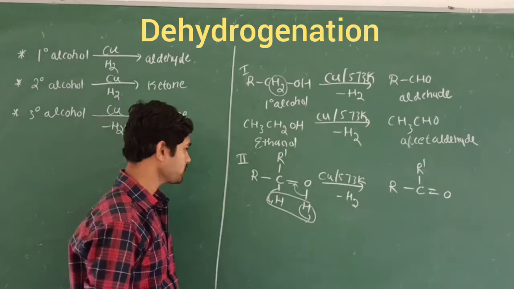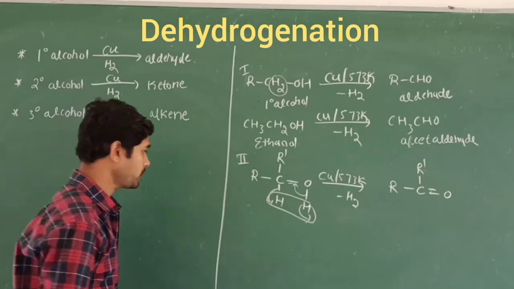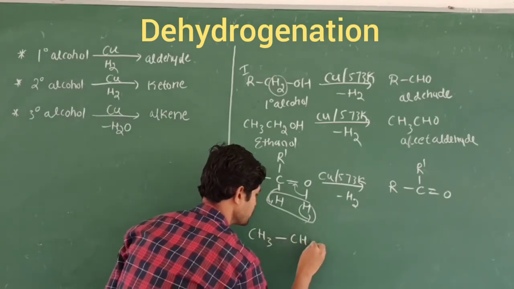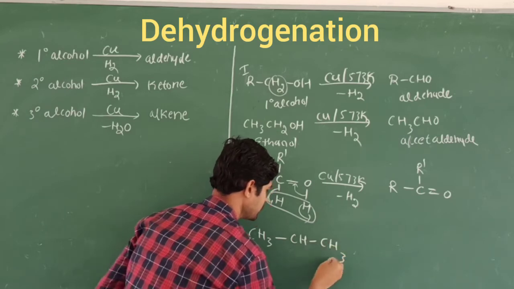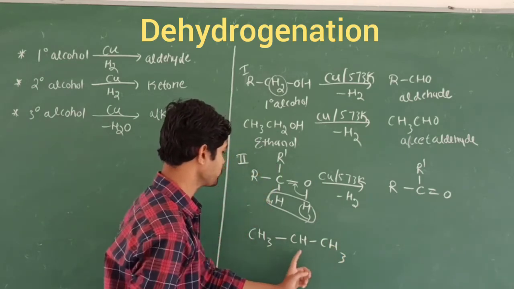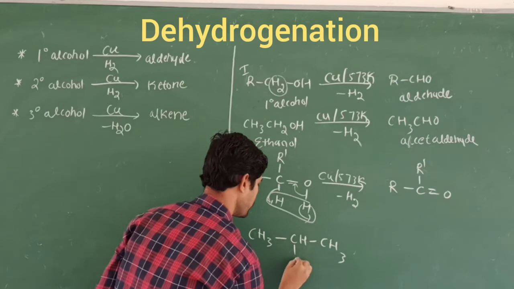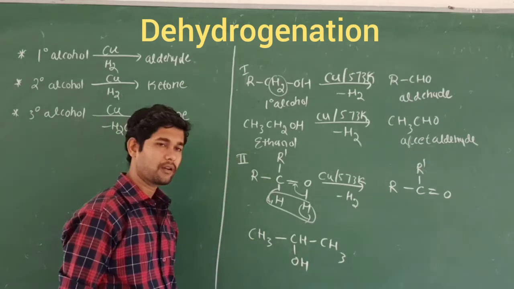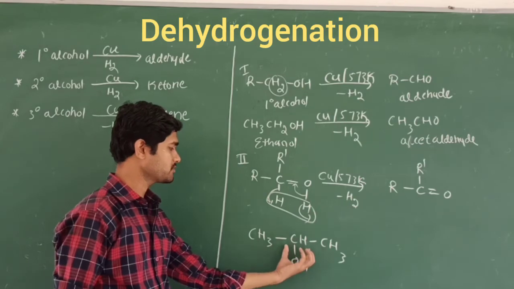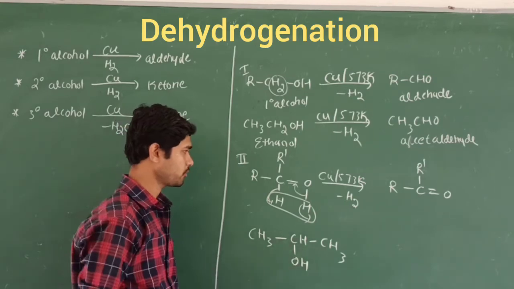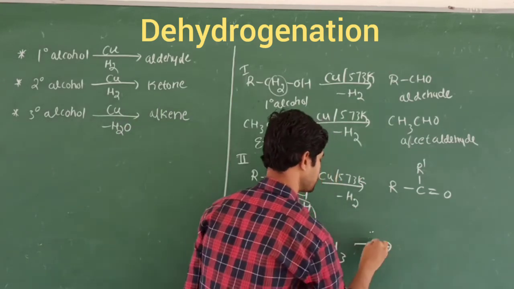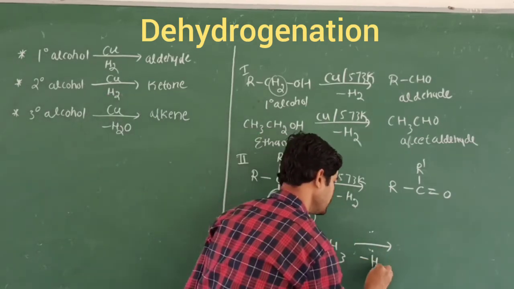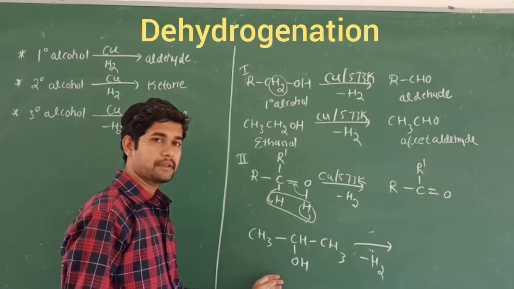So I take one example, isopropyl alcohol. Isopropyl alcohol is CH3, CH3 as the R dash group, and what remains is OH. Iso means this will be the branch with the normal chain. When it takes place under the same copper catalyst at 573 Kelvin, we are going to remove the hydrogen gas and obtain acetone.